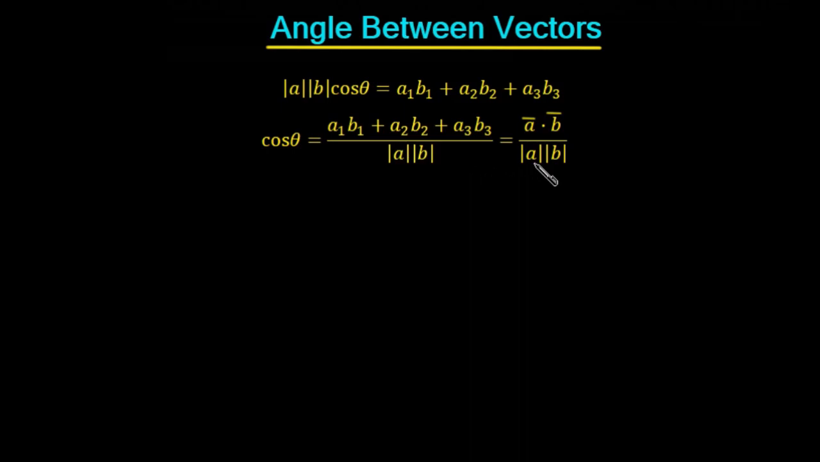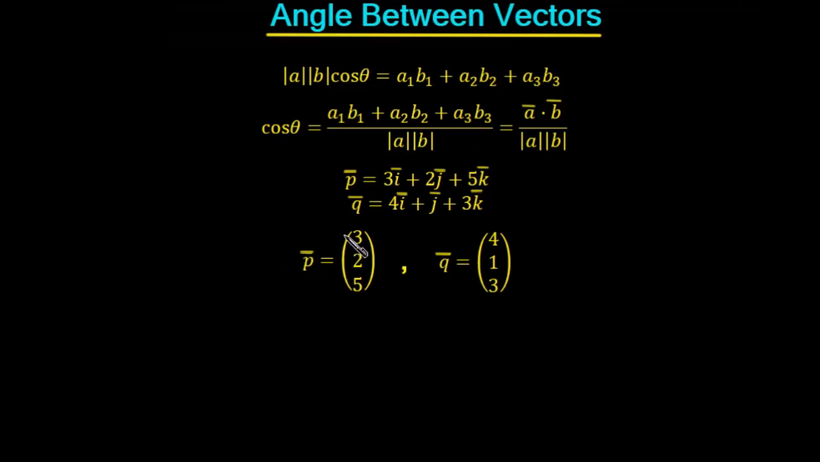So let's go ahead and we'll do an example of this. So let's see if we can find the angle between these two vectors. So we've got vector P, which is 3i plus 2j plus 5k, and vector Q, which is 4i plus j plus 3k. So remember that i, j and k represent the distance along in the x, the y and the z directions. So this is the familiar component form we're used to. P is 3, 2, 5 and Q is 4, 1, 3.